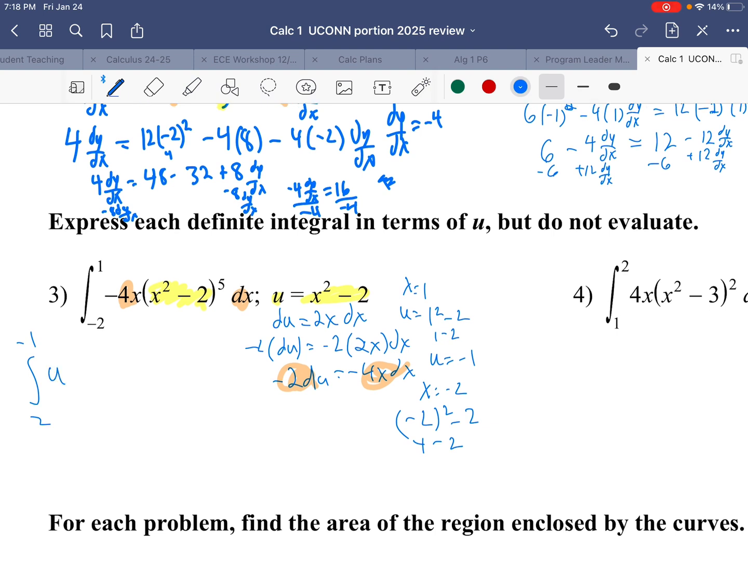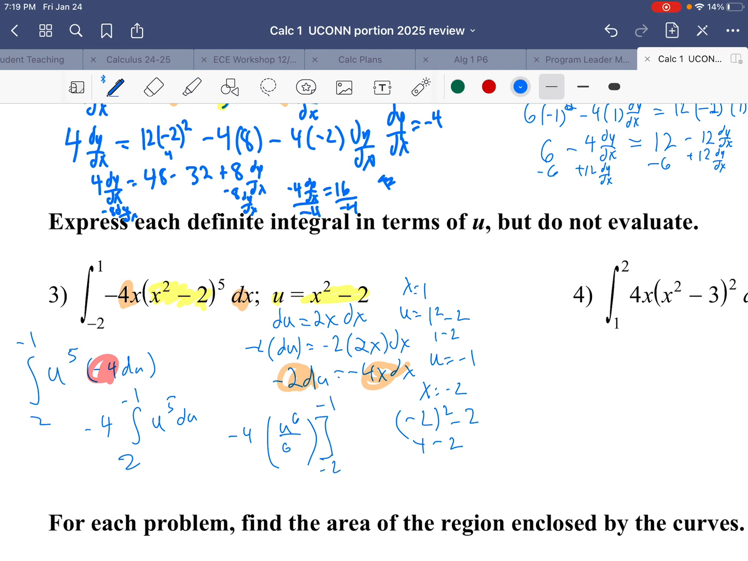I'm looking at u to the 5th du. Oh, negative 4 du. So like times a negative 4 du. This is a constant I can pull outside of the integral. Negative 4 times the integral from 2 to negative 1 of u to the 5th du, which would be negative 4 times u to the 6th over 6, evaluated from 2 to negative 1.